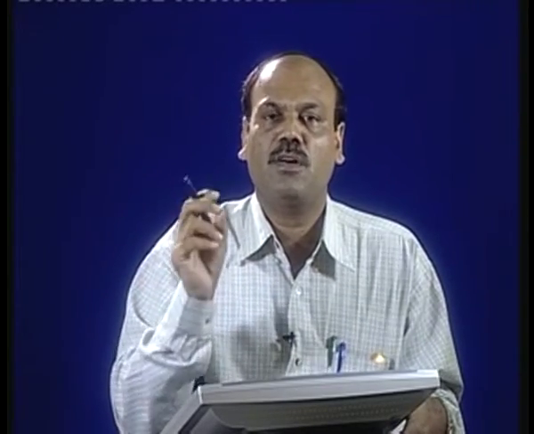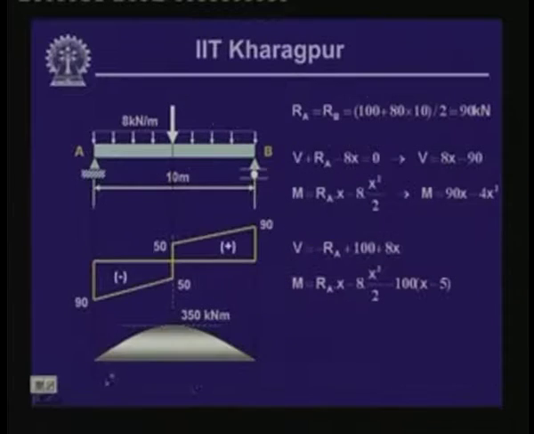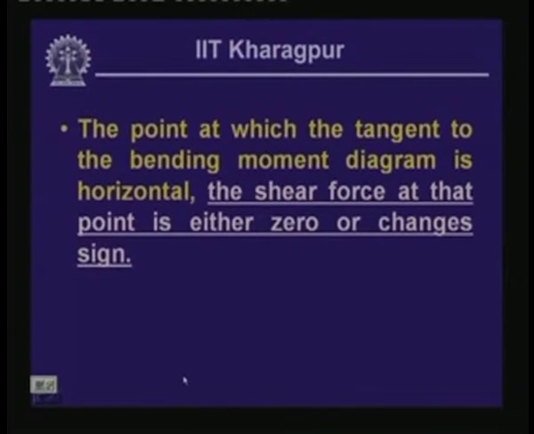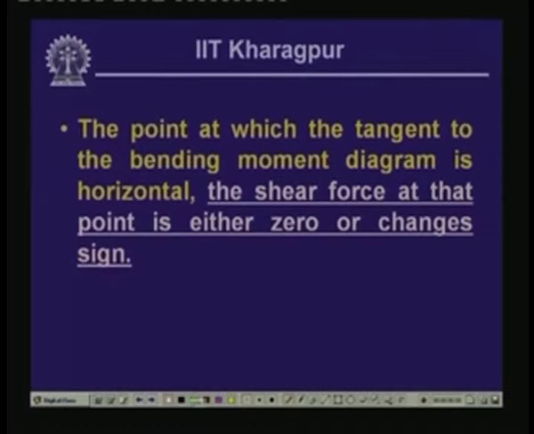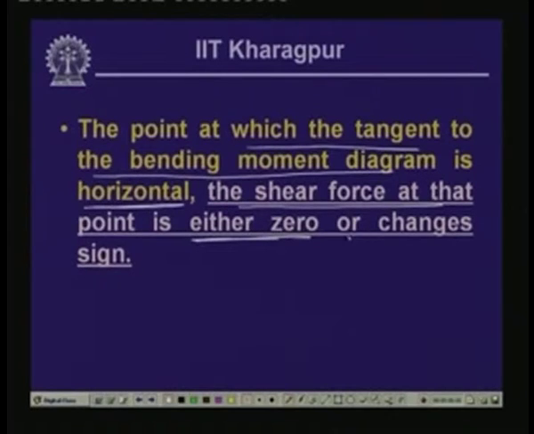So, this is what happens. Now, if you again go back to that expression dM/dx equals minus V, if shear force is equal to 0, then we can readily say dM/dx equals 0, or moment is constant. Or if dM/dx is 0, then either V is 0 or V changes its sign from the negative to the positive or positive to the negative. So, this is the consequence of the particular question. The answer to that question then is: the point at which the tangent to the bending moment diagram is horizontal, there the shear force at that point is either 0 or changes its sign.